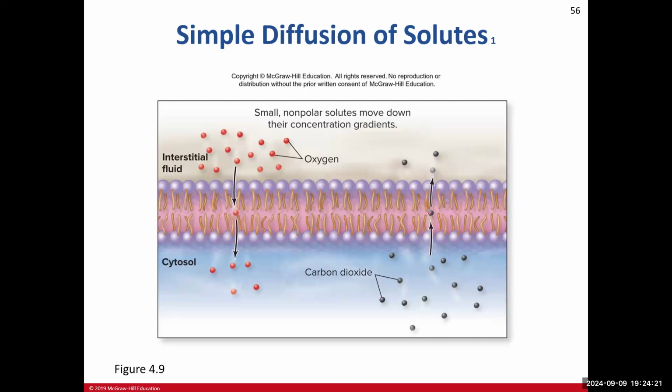Same thing with carbon dioxide. Carbon dioxide is the waste product, right, that a lot of cells will have after respiration. So you have a lot of carbon dioxide inside the cell, and very little of it outside the cell, which direction does carbon dioxide want to go? It wants to leave the cell.